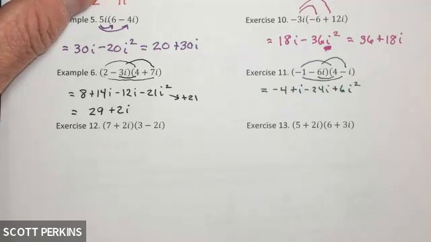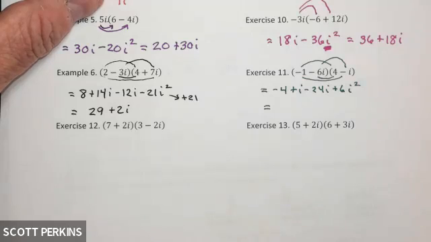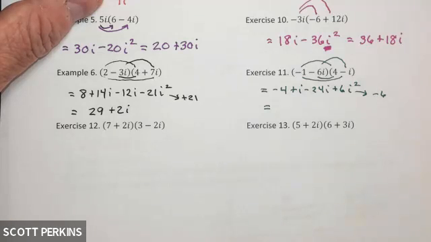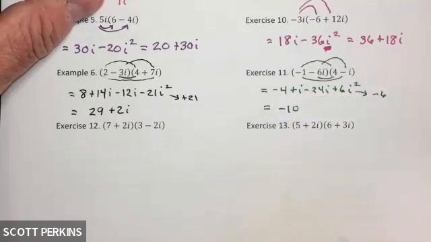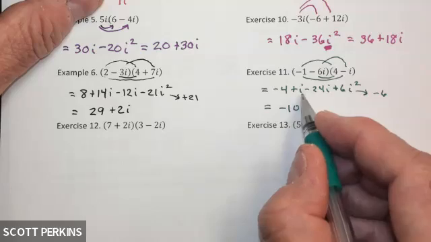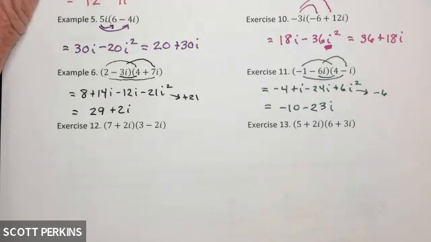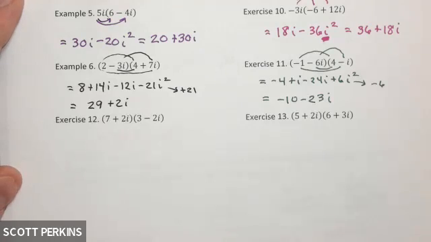Anybody get something different there that we need to talk about before I finish this problem up? Okay, so once again, the two things that I have to do, the 6i squared, that's going to become a -6 because i squared is -1. So I have -4 and -6, that's -10. And then 1i minus 24i is -23i. If you feel good about it, let's do exercise 12. If you don't feel good about it, ask me something so we can hopefully feel better about it.